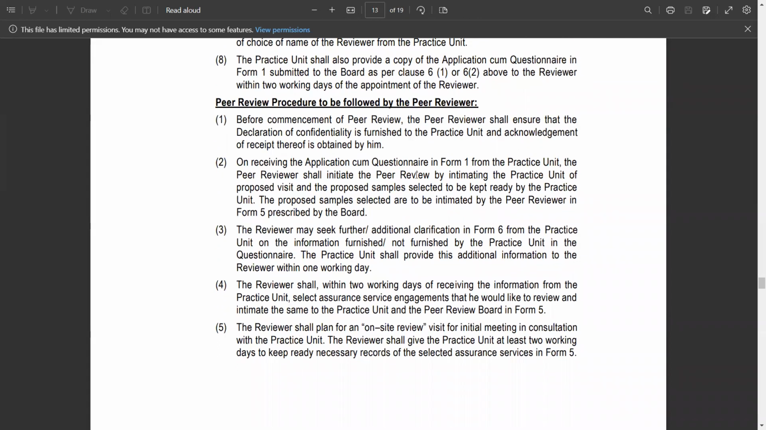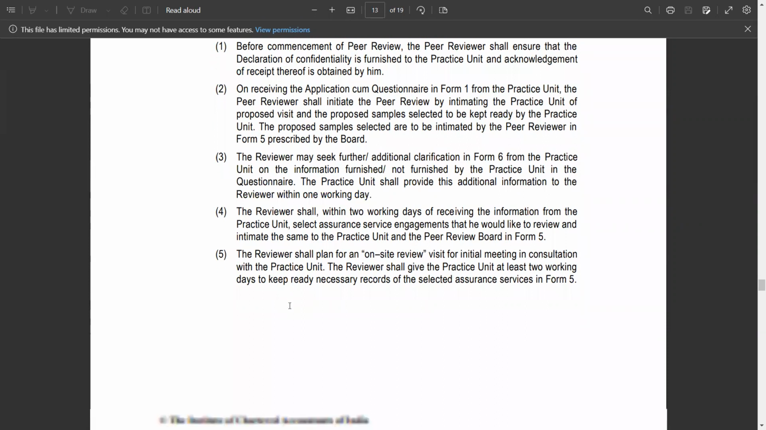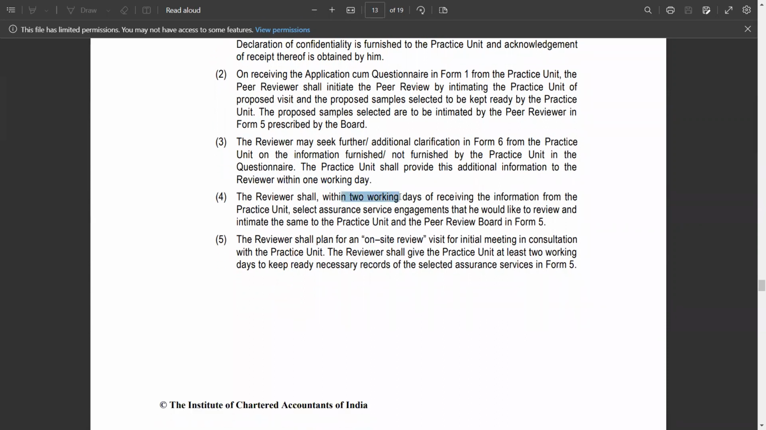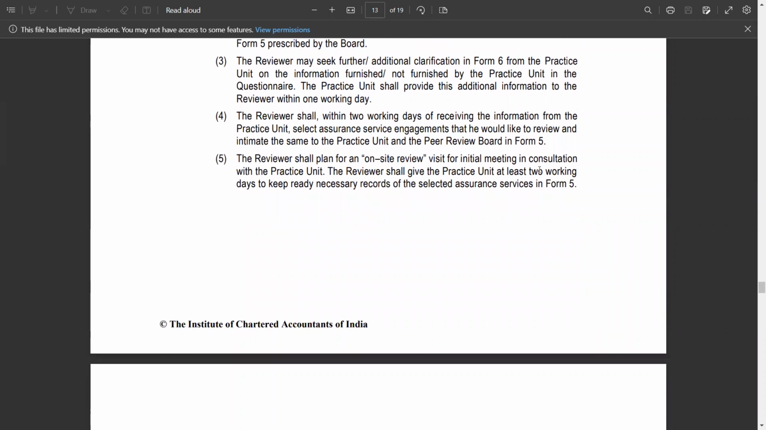And then on receiving the ECQ, the peer reviewer shall initiate the peer review by intimating the practicing unit of the proposed visit and the proposed samples selected to be kept ready, in Form 5. Then the peer reviewer may seek further clarifications or additional information in Form 6 within one working day. After that, the reviewer shall, within 2 working days of receiving the information, intimate the same to the practicing unit and the peer review board in Form 5, and the reviewer shall plan an on-site review at least 2 working days ahead to keep the necessary records ready.